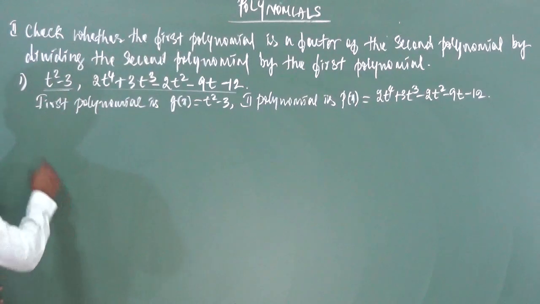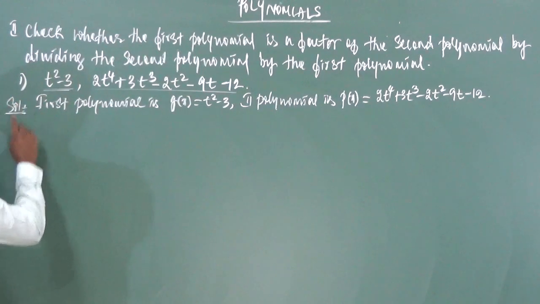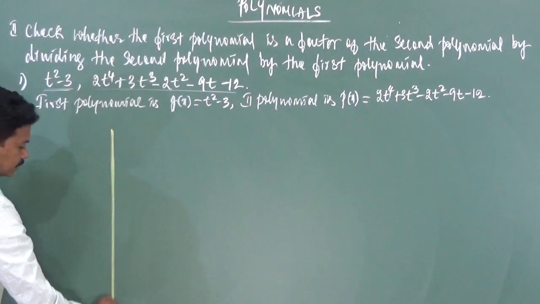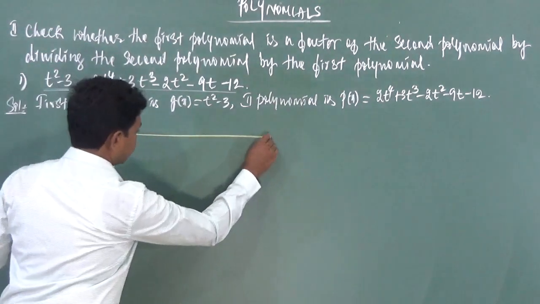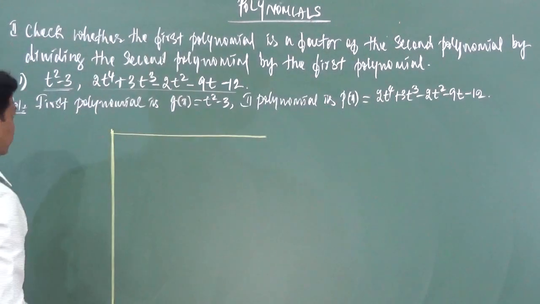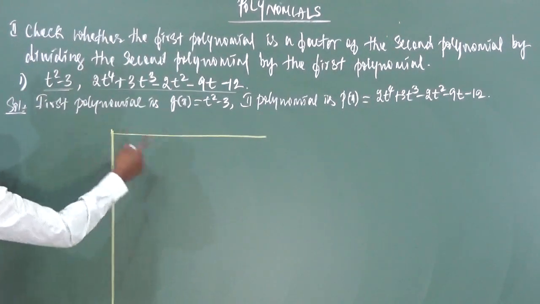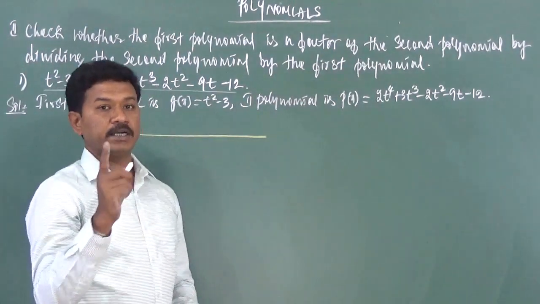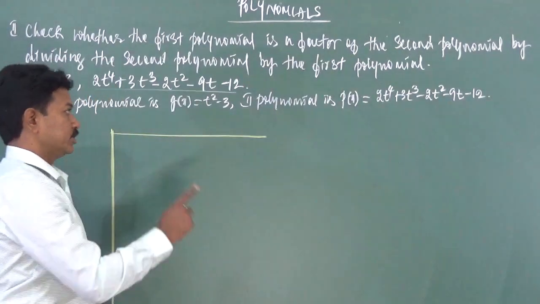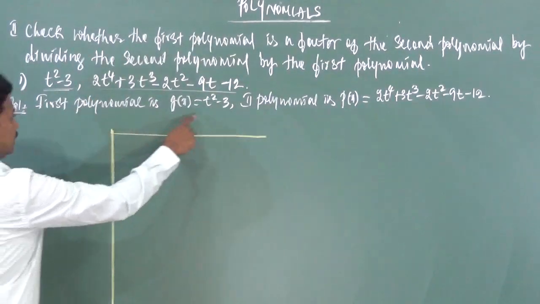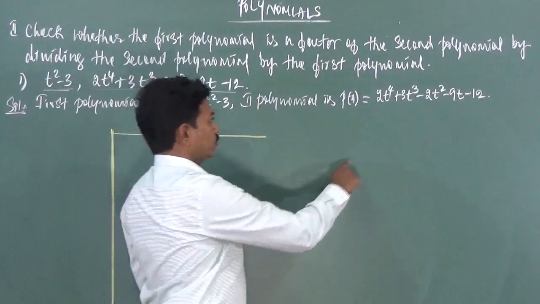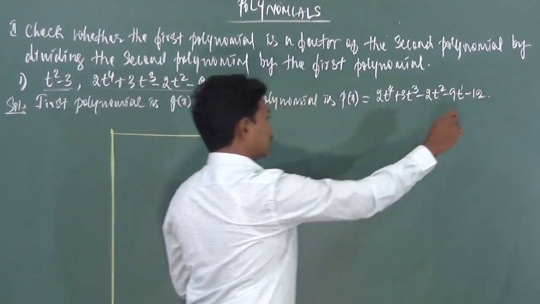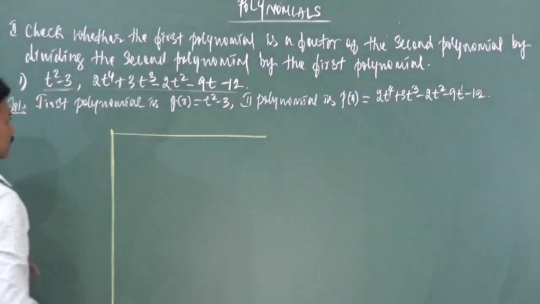Now we will carry out the division process. In yesterday's session we had discussed how to divide a given polynomial by another polynomial. Before the division starts, we have to check whether the polynomials are in the standard form or not. So please check it out. Here t square minus 3 is in the standard form, and 2t to the power 4, t cube, t square, t to the power 1 and constant is also in the standard form. So we can start the process.